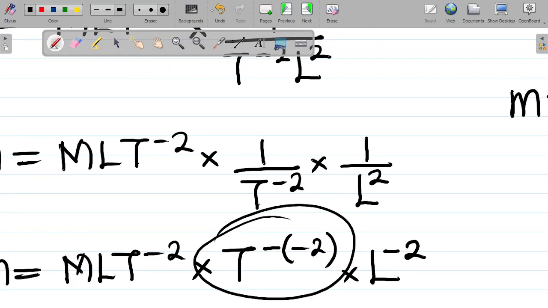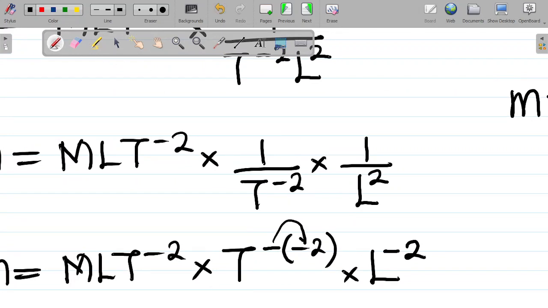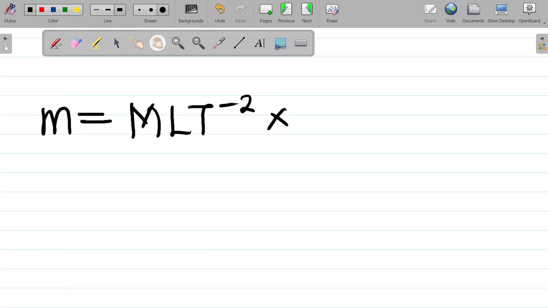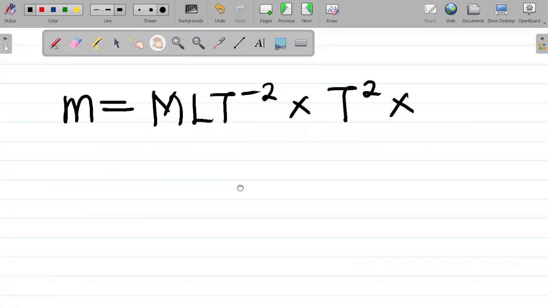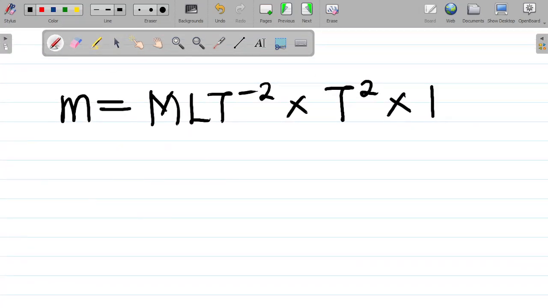So it becomes t into minus minus gives you what there? Plus. So it becomes t to plus 2, or simply t squared, same thing. Then finally times, the last thing I have there is l to power minus 2 times l to power minus 2. So I have this. Alright, we are almost done.